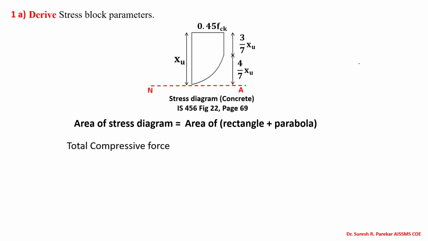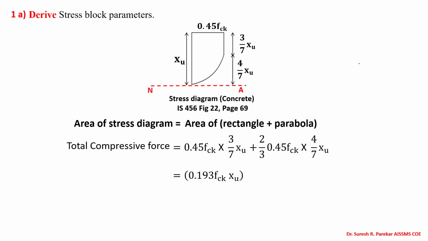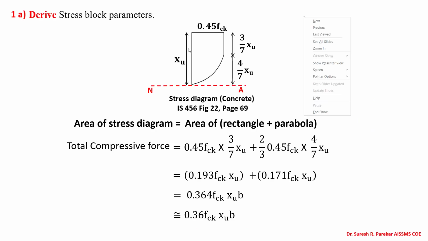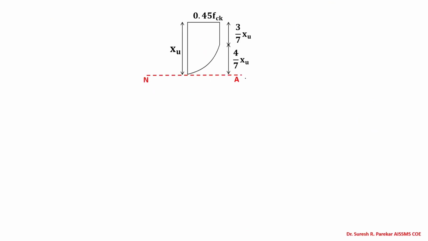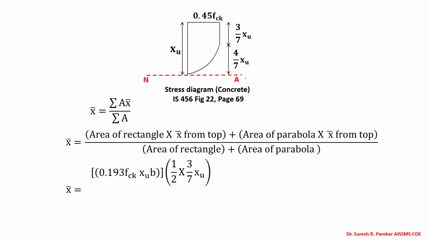If we will go to the unit test question paper, in that we have explained this. We have divided it into two parts. One part we have that is rectangle and another part we have that is parabola. So 0.45 fck into 3 by 7 and this is 2 by 3 into 0.45 fck into 4 by 7 and this will give value. Now we are going to consider their CG from top.